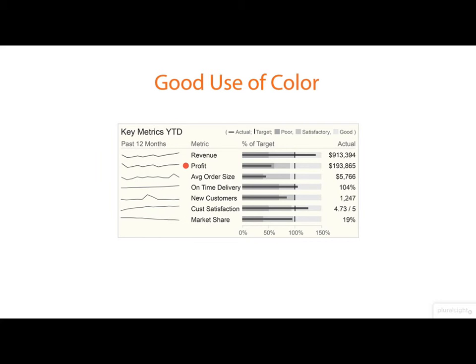Here's a good use of color. So in this example, the author of this chart, which was Stephen Few, and this is from one of his books that I highly recommend called Information Dashboard Design. This is the first version I prefer over the second one. The second one's just a lot harder to get through. The first version here had this example where he's using a red dot next to the profit metric in order to draw the reader's attention there.